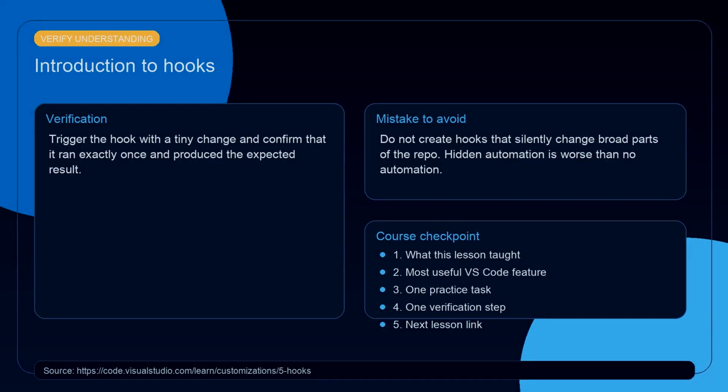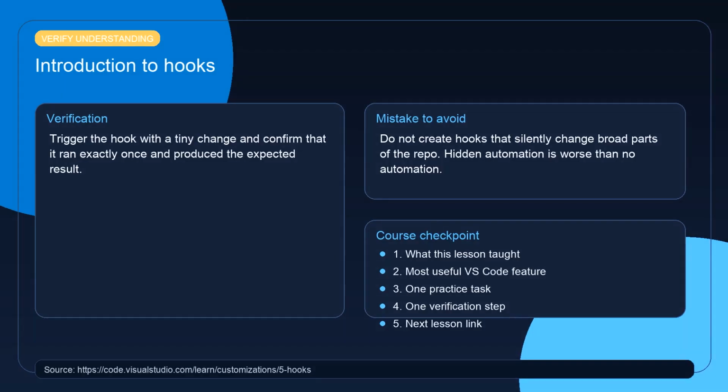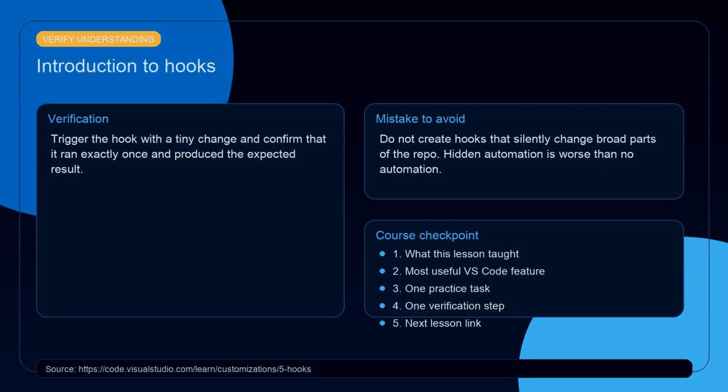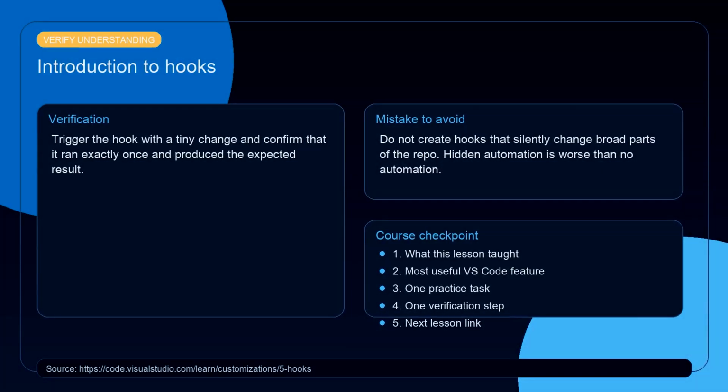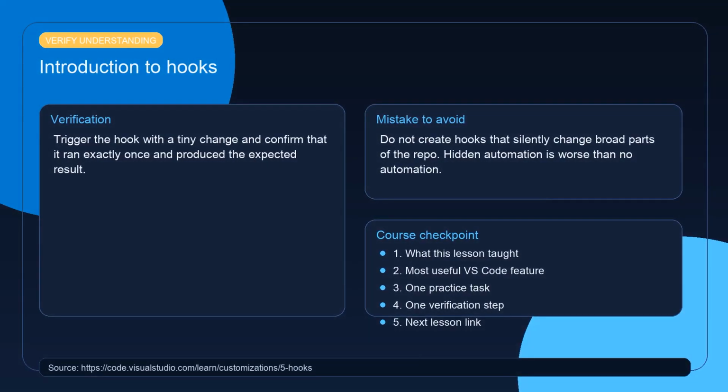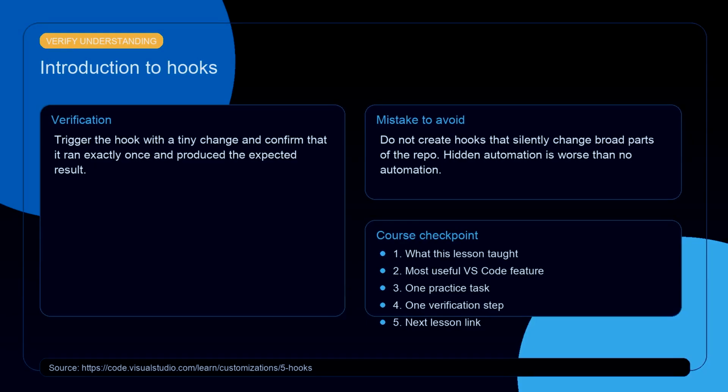The mistake to avoid: do not create hooks that silently change broad parts of the repo. Hidden automation is worse than no automation. The 3 takeaways are: hooks automate lifecycle events, hooks should be narrow and inspectable, and automation still needs review.